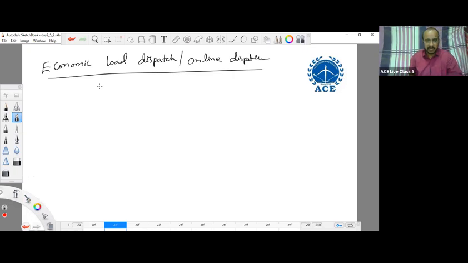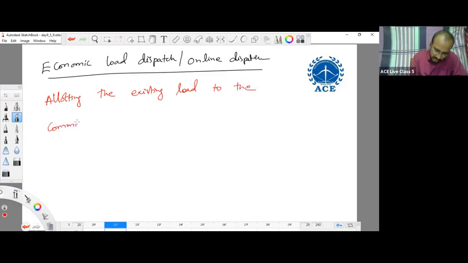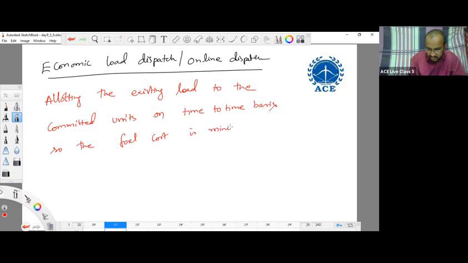So what do you mean by economic load dispatch now? Allotting the existing load to the committed units on a time to time basis, so that fuel cost is minimized.